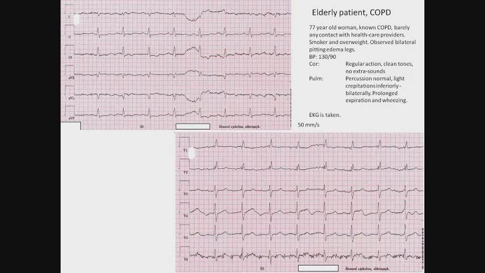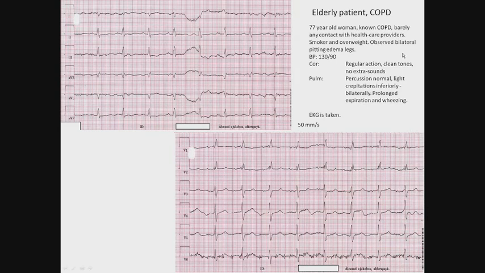Alright, so this is our patient for today. It's a somewhat elderly woman, 77 years old, known COPD. She's had very little contact with healthcare providers the last 30 years, which means that there can potentially be a lot of health issues that haven't been addressed earlier. She is a smoker and overweight.